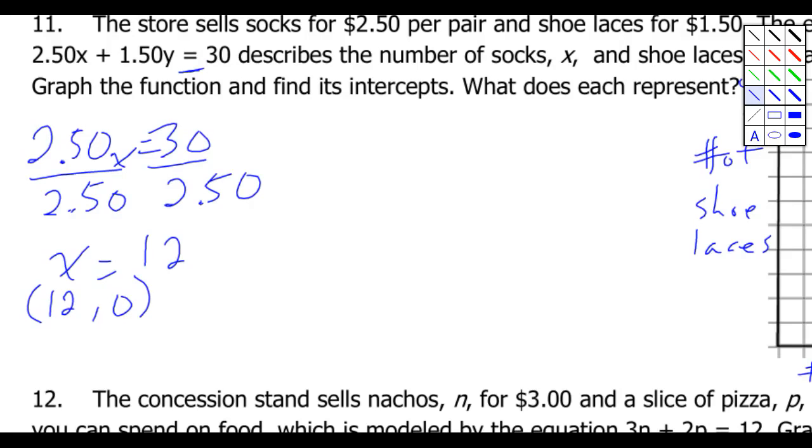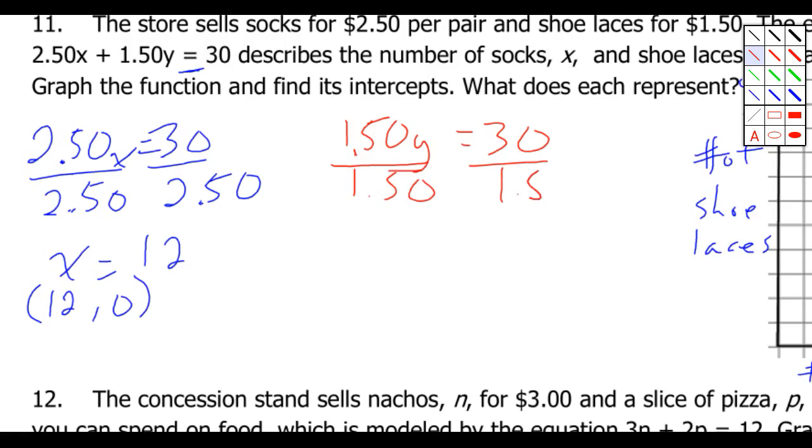And then second, if we have exactly $30 and we wanted to buy just shoelaces, well, they're $1.50 a piece. So we'd say 1.50y. Again, have to solve that equation. Okay, and so y equals 20, which as a point is (0, 20).